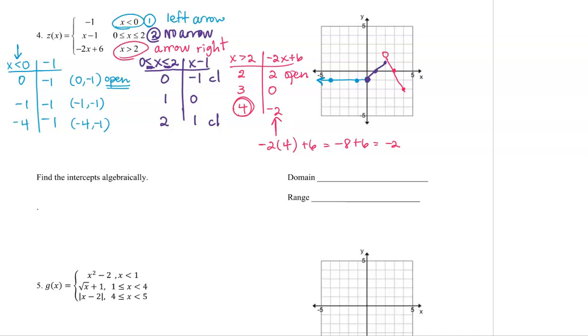So for example, we could have plugged 6 into this function, and we would have gotten out -2 times 6 plus 6, which is -6. So if I would have plugged in 6, I would have gotten a point way down here. So this piece continues on forever.